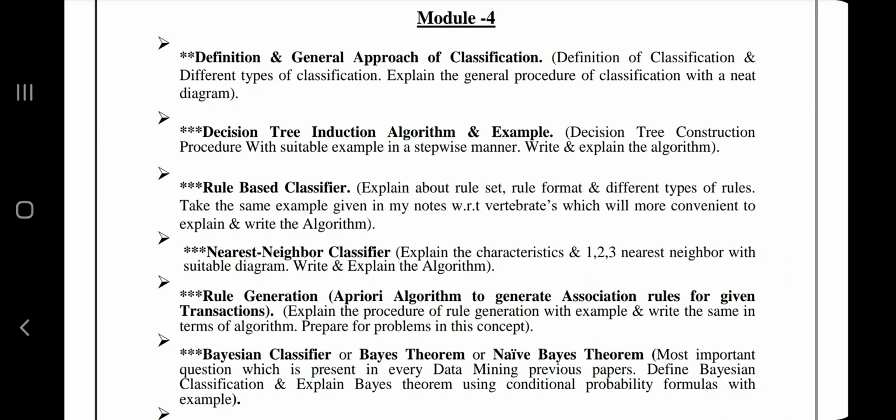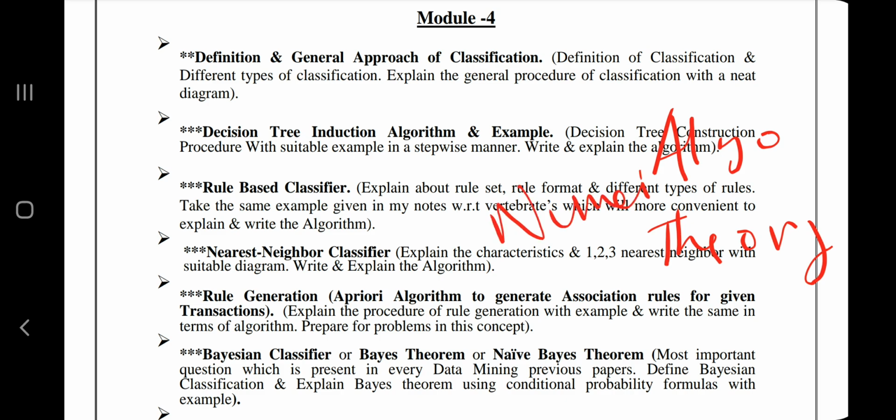Hello everyone, today in this video we'll be discussing the important questions from module 4. Module 4 is mainly regarding some algorithms and some theory parts, and along with that there are some numericals as well, that I'll be discussing in a separate video. The algorithms in depth also we'll be discussing in a separate video.